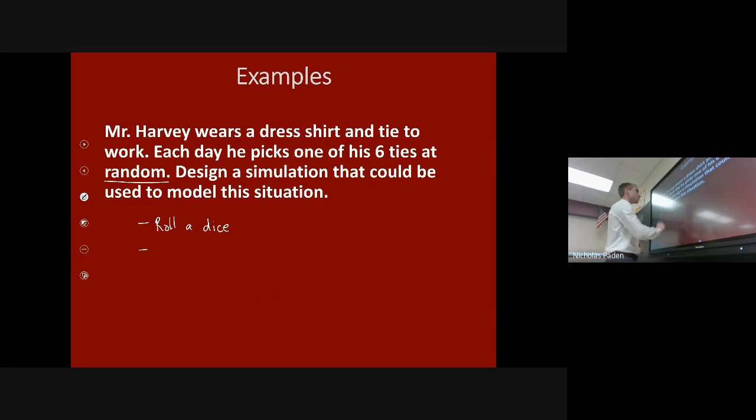And we just need to do one of them because one die has 6 different options. They all have the same probability. They're all random. And so the next thing you would also need to say is assign each tie a number, which is 1 through 6. Okay, and then once you've done that, you'll roll each day.